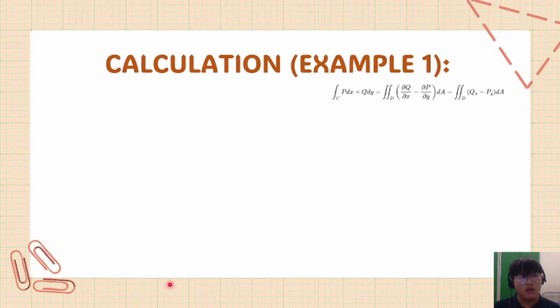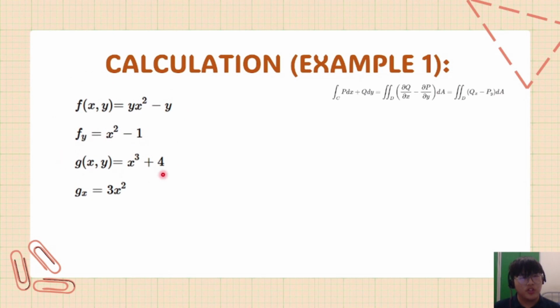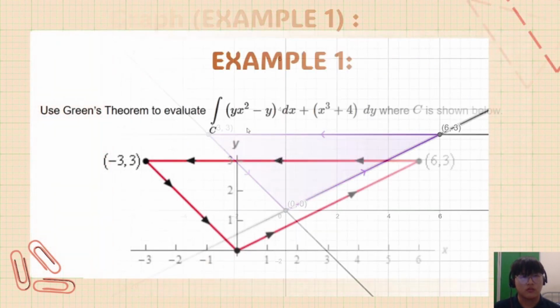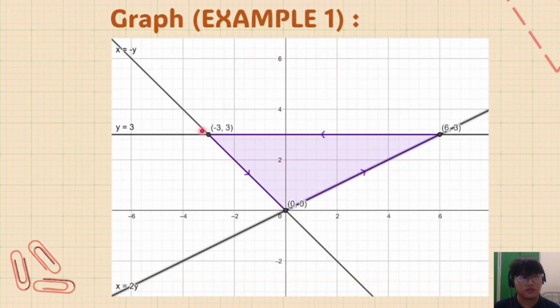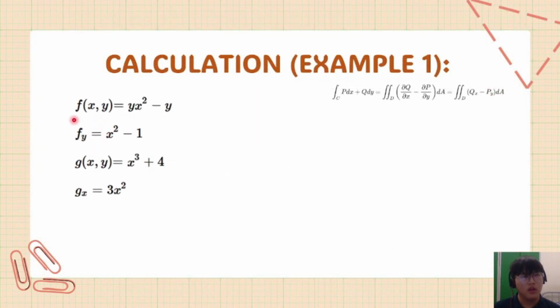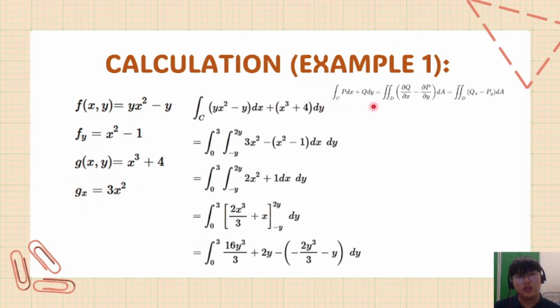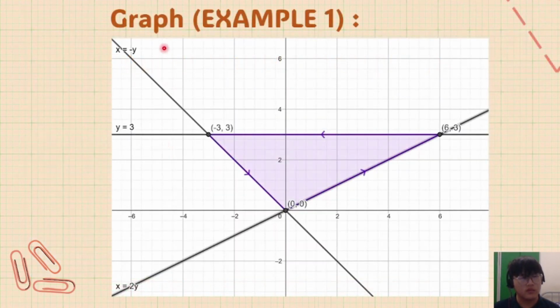Now let's see the calculation part. First of all, we need to differentiate these two equations that I mentioned just now. This one and this one. f(x, y) with respect to y, g(x, y) with respect to x. Next, by using Green's theorem, substitute f_y and g_x inside the theorem. Integrate in terms of x, then y. These limits come from the equations that we found just now. x equals minus y, x equals 2y, x equals 2y, x equals minus y.